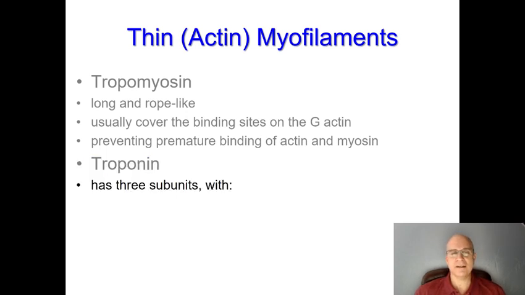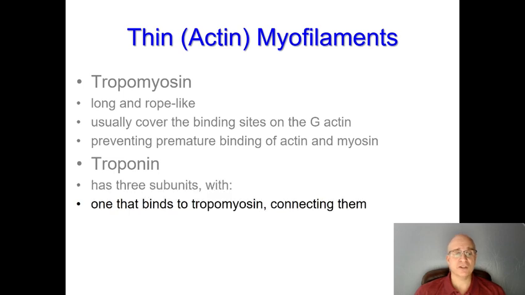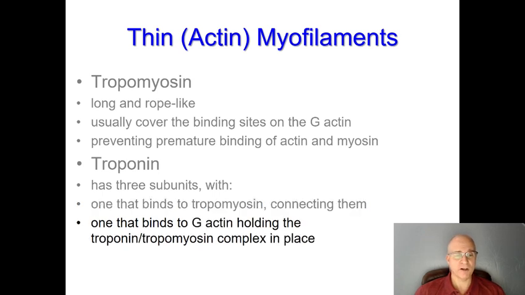So troponin is going to have three parts, and it's going to be part of our switching mechanism to allow the muscle to contract. The first part of troponin is going to bind to tropomyosin, connecting troponin and tropomyosin together, and we sometimes call that the troponin-tropomyosin complex, especially when we have troponin also binding with the G-actin. So one part of troponin is going to bind to tropomyosin, one part of it's going to bind to G-actin, and that really gives us our troponin-tropomyosin complex.